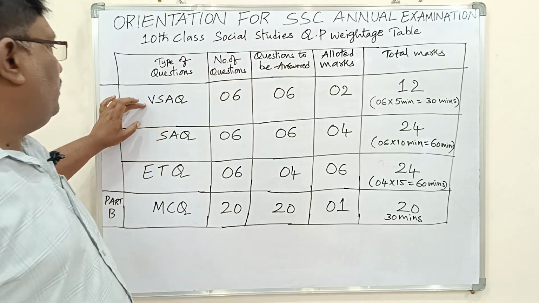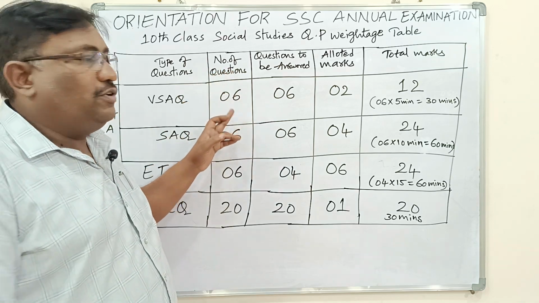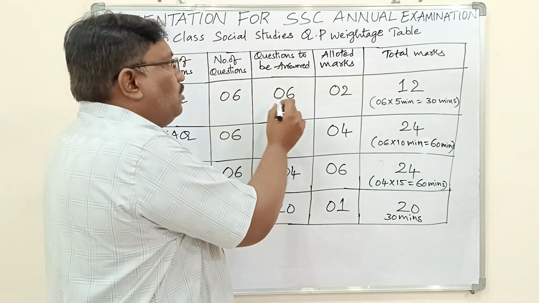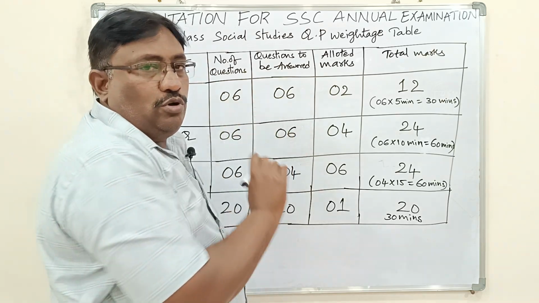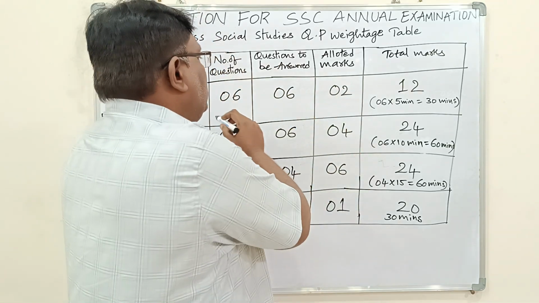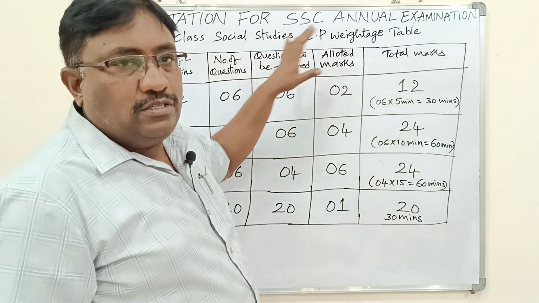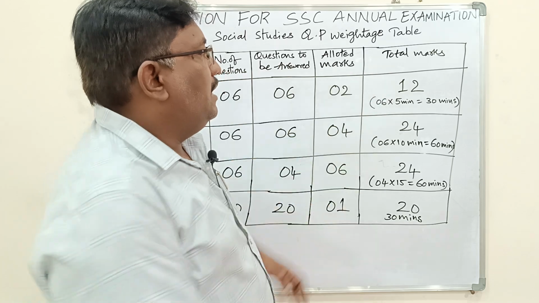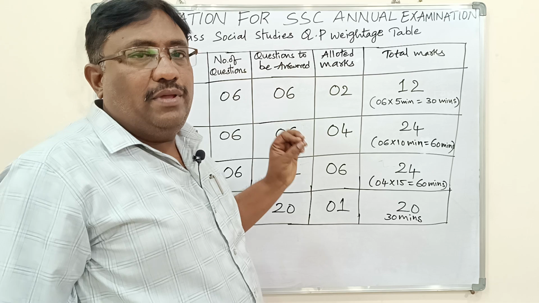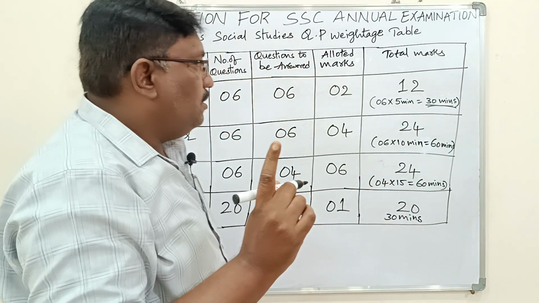The first one, Section 1, is very short answer type. The number of questions is 6 and the questions to be answered are 6. Out of 6 questions, we have to answer all 6. There is no choice, and the allotted marks are 2 marks each. So this entire section gives 12 marks, and we have to attempt all 6 questions to score the 12 marks. For every question we have to allocate at least 5 minutes, so it will take half an hour, that is 30 minutes. This is about the first section.